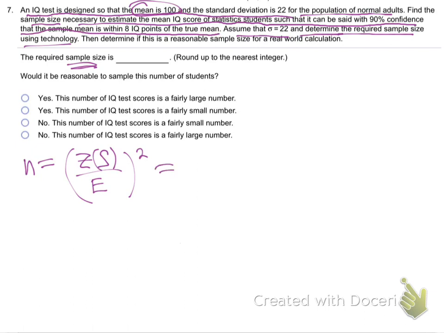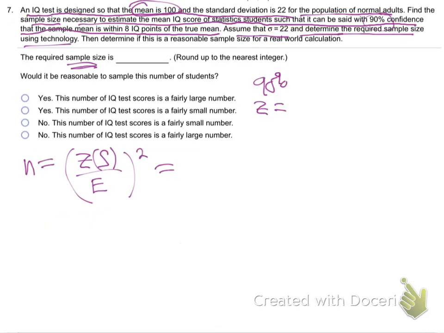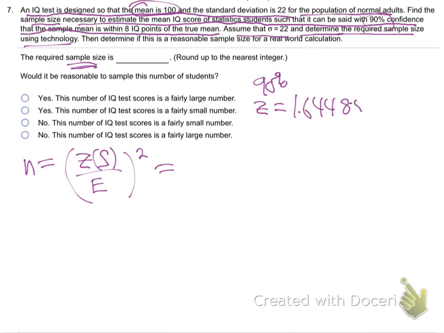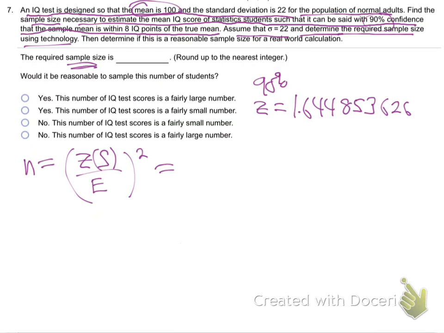What's the Z? The Z comes from the percentage. What's our percentage here? 90%. Z equals what? For 90%, there it is. 1.644853626, wasn't it? Yeah. Okay, so just grab that number. That's our Z. All right, let's put it in.